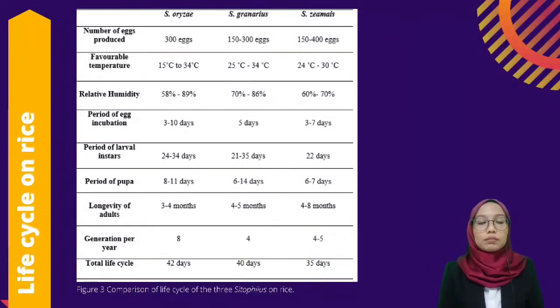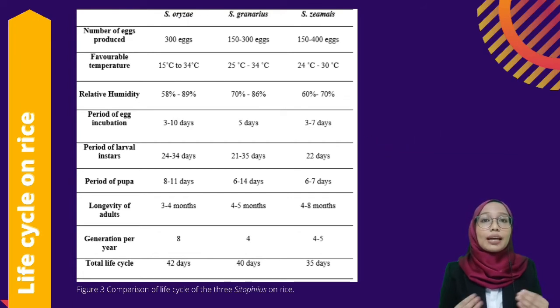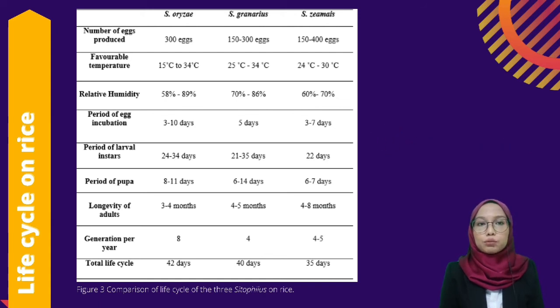Now, let's focus on the life cycle of Sitophilus species on rice. For number of eggs produced, it can be seen that Sitophilus zeamais recorded the highest egg production, up to 400 eggs compared to other Sitophilus. In terms of favorable temperature, it can be concluded that they have a similar range of temperature of 15 degrees Celsius to 34 degrees Celsius and relative humidity of 58% to 89%. This is in accordance with a previous study by Hassan et al. that stated that the rate of egg laying increased as the temperature and relative humidity increased.